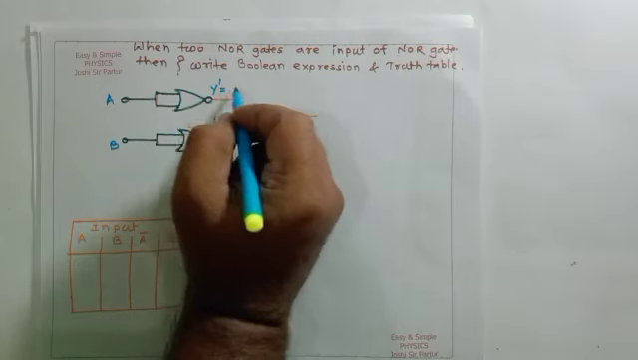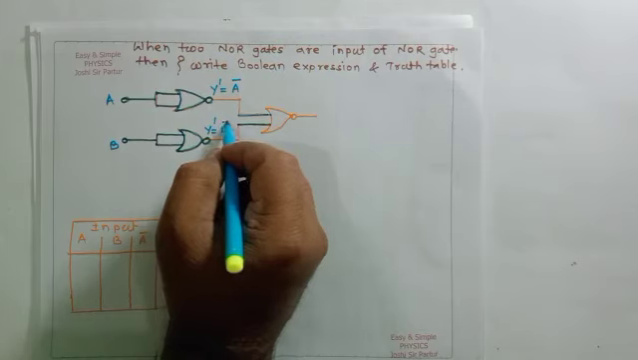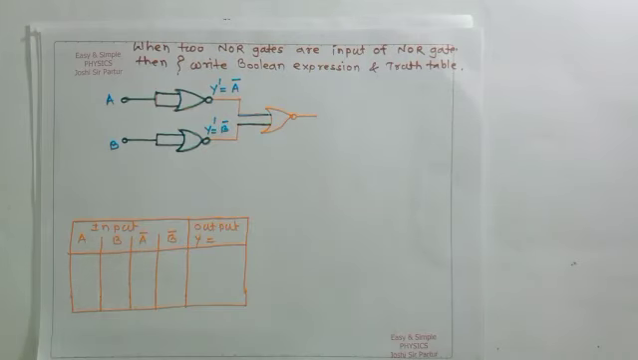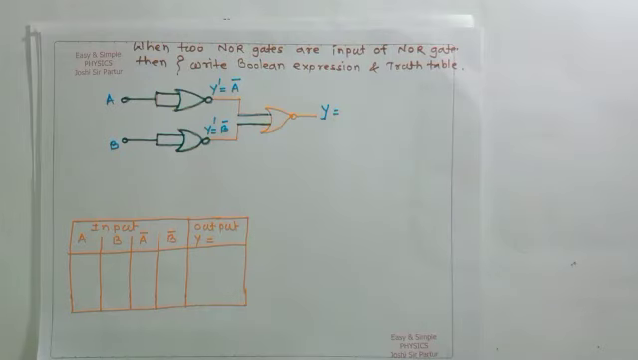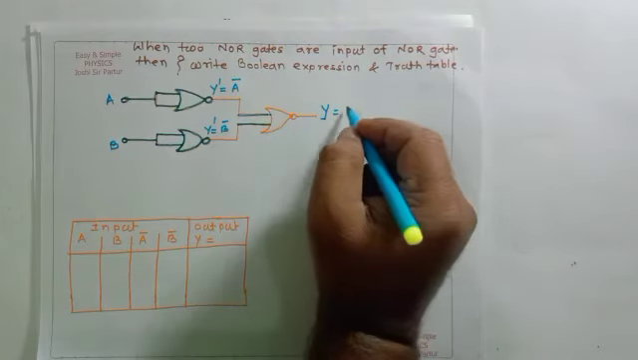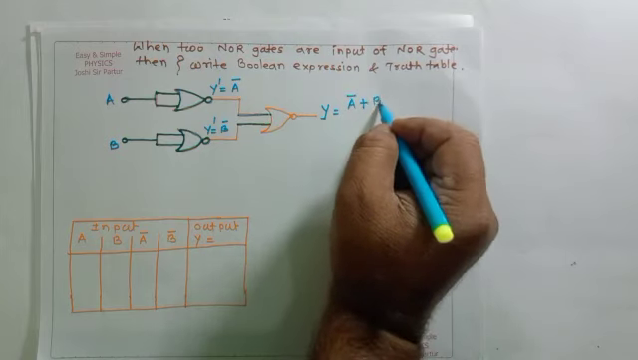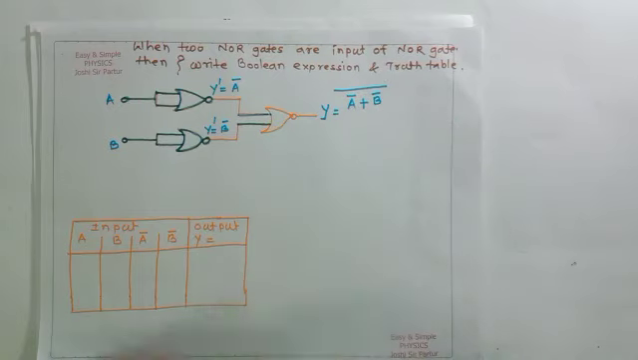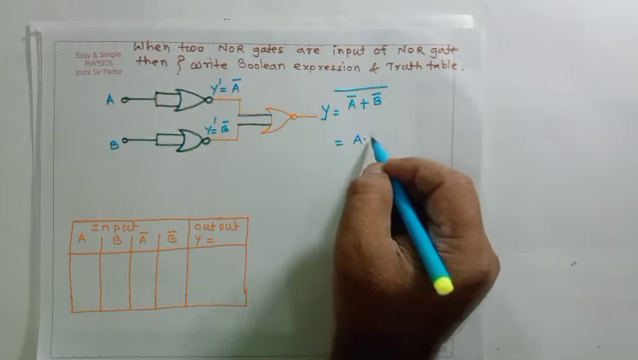So here Y dash becomes the complement of A, and again Y dash becomes the complement of B, meaning complement of A and complement of B are the two inputs for the NOR gate, so that output Y becomes complement of A or complement of B, its complement. And using De Morgan's theorem, it represents A and B.